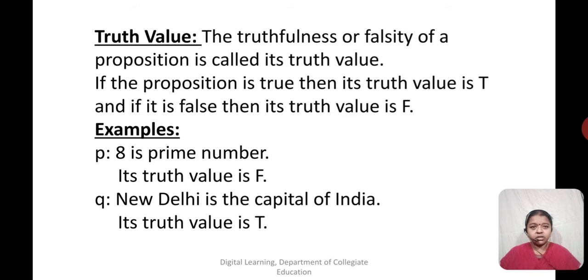Next definition is truth value. The truthfulness or falsity of a proposition is called its truth value. That is, if a proposition is true, then we write it as capital T, and if it is false, then its truth value is capital F. The first example, so proposition, we take it as P. And the proposition statement is 8 is prime number. We know 8 is not a prime number, hence it is false. Its truth value is F. Q. New Delhi is the capital of India. This is true. So hence its truth value is capital T.